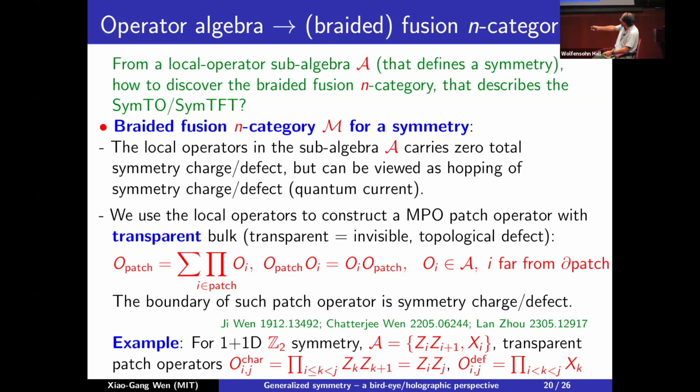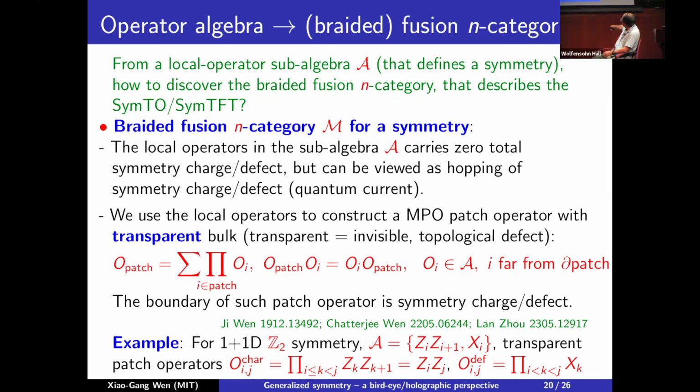Okay. For example, for 1+1D Z2 symmetry, the symmetric local operator subalgebra is given by ZZ and X. And then we can multiply many neighboring Z's together to get two Z operators which are far apart. So this Z operator is actually a Z2 charge creation operator, which is far apart. So then we discover that one end is a single charge operator. So that's the Z2 charge.